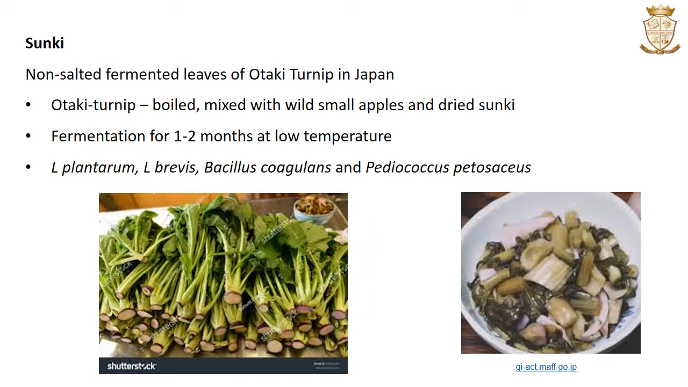The next fermented vegetable product is Sunki, which is a non-salted fermented vegetable prepared from the leaves of Otaki turnip. This is generally used in Japan. For the production of Sunki, the Otaki turnip is boiled and mixed with a wild small apple and a dried portion of Sunki from the previous year. This mixture will be kept for fermentation for about 1 to 2 months at a low temperature, generally during winter season. During the fermentation, Lactobacillus brevis, Lactobacillus plantarum, Bacillus coagulans, Pediococcus pentosaceus, etc. will be growing.